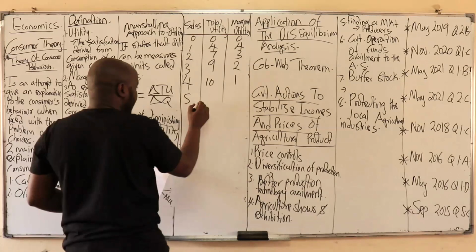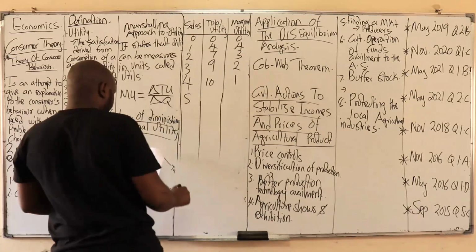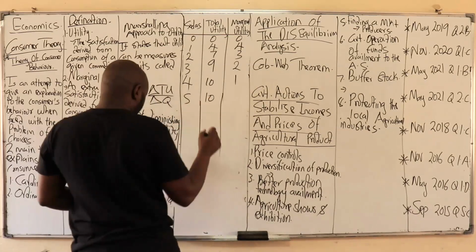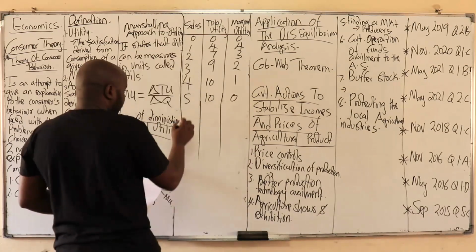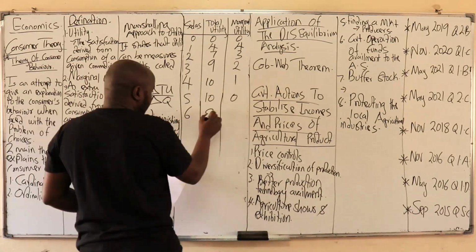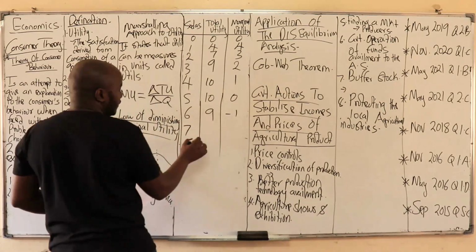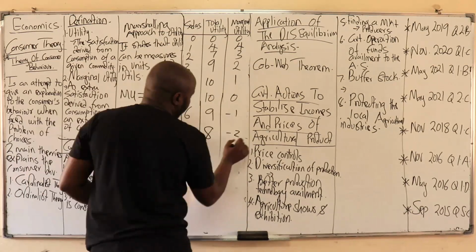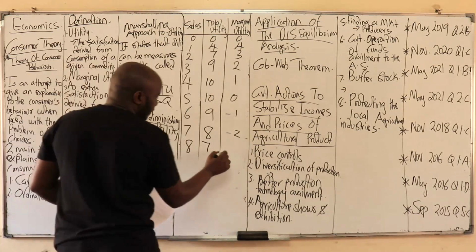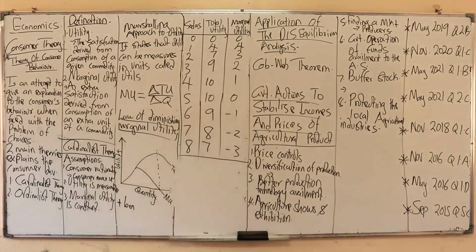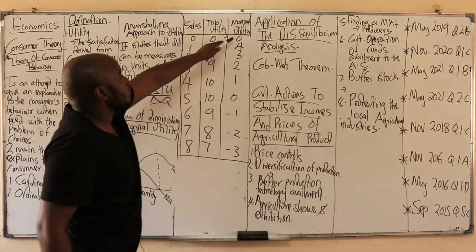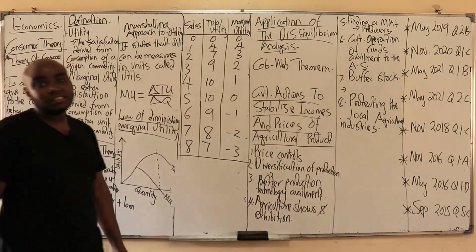Consume 5, you have 10, then this is probably 0, is it? Consume 6, you reduce to 9, negative 1, and so on. Yes, like that. That's what we are saying: the law of diminishing marginal utility. As you consume, your extra satisfaction decreases.